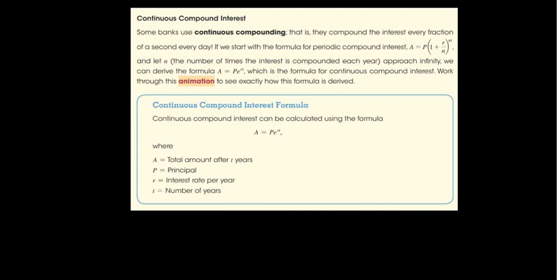If we start with the formula for periodic compound interest, which we have, and let n, the number of times interest is compounded each year, approach infinity, we can derive the formula A is equal to P e^(rt). So this is probably not the first time you have seen A equals Pe^(rt), and that is the formula for continuous compounding interest. So let us look down here. A equals Pe^(rt).